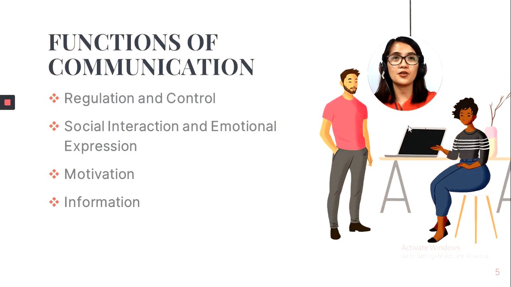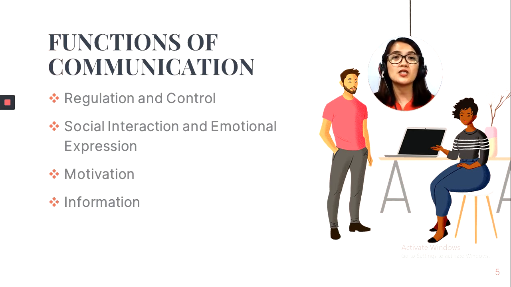Let's continue. We have here the functions of communication. The first one is regulation and control. This is observed at home, at school, at workplace, and even with your friends when you are talking to them. Some issues, topics, or language are regulated and controlled to make sure that the communication flow is successful.